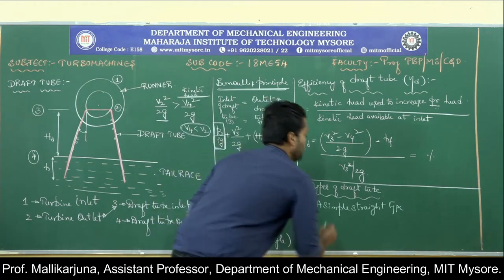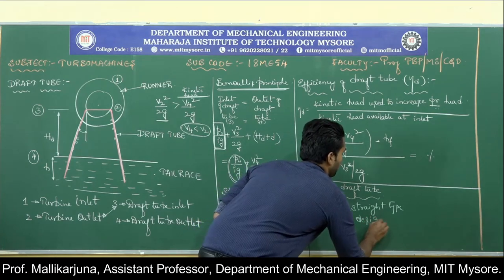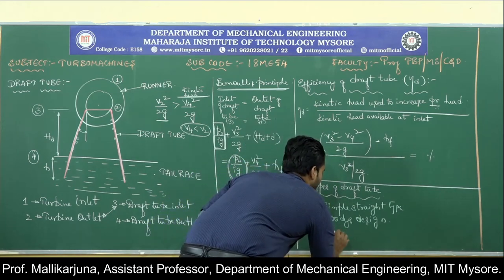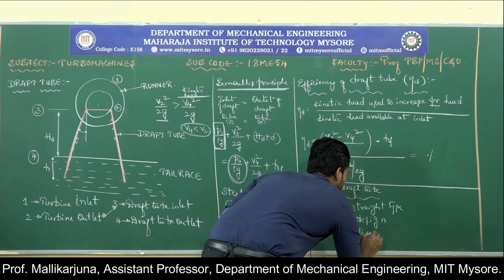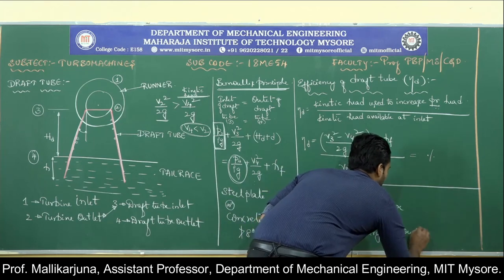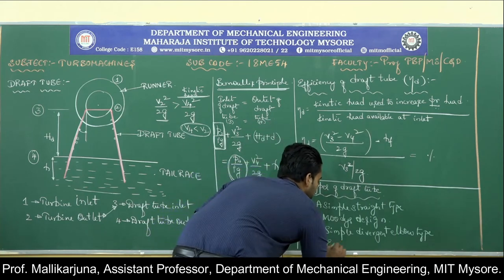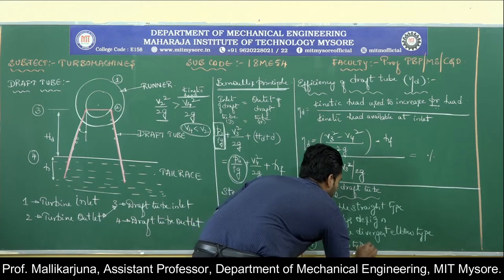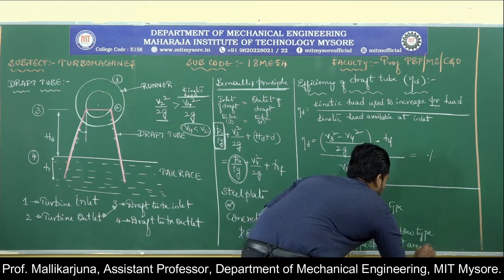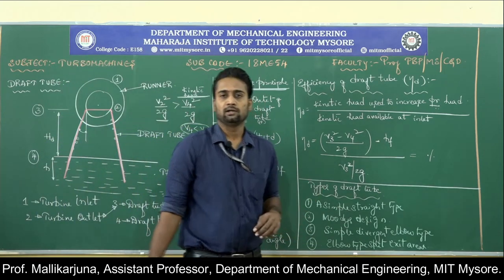Second one is Moody's design. Next one is simple divergent elbow type. Simple divergent elbow type. And the last one is elbow type split exit area type of draft tube. So these are the four commonly used types of draft tubes.